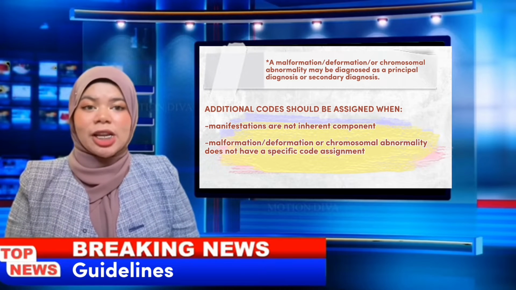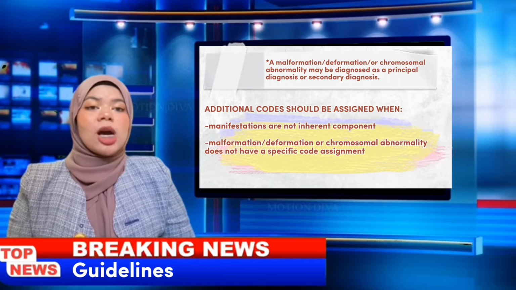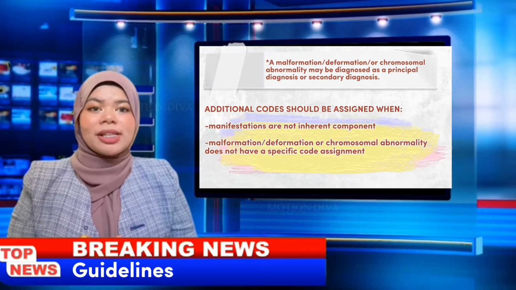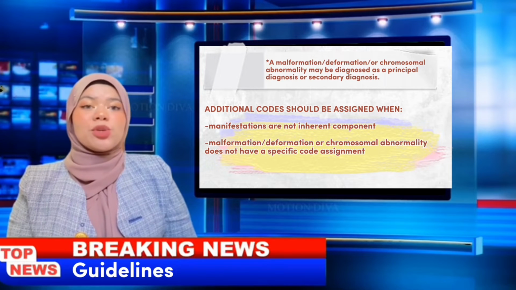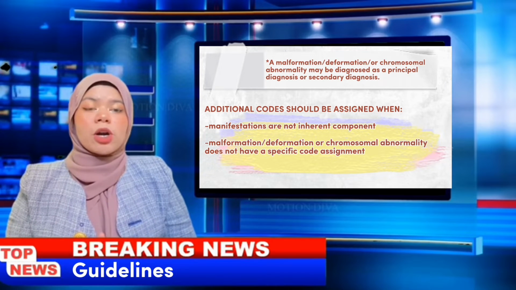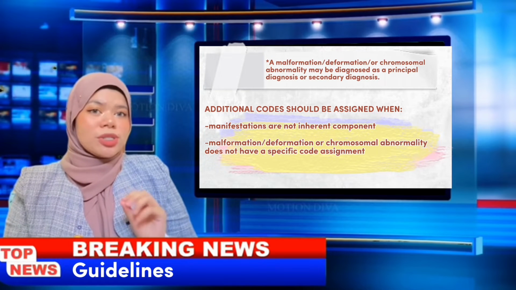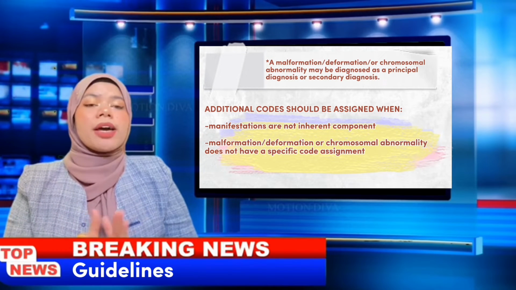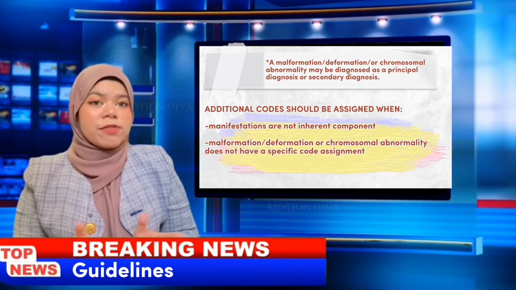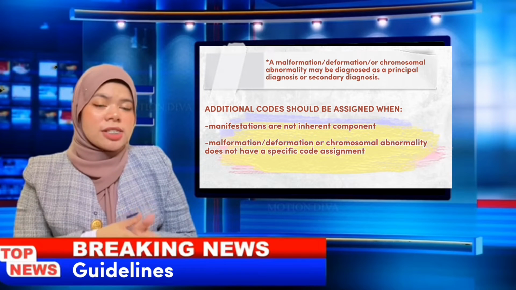In this presentation, me and Hazirah will present the guidelines from chapter 17, which is about congenital malformations, deformations, and chromosomal abnormalities. First of all, to begin with the basics of this chapter, when we do coding for chromosomal abnormalities, malformations, and deformations, we should use codes from the range Q00 until Q99. Next, it can be diagnosed on a patient record as principal diagnosis or secondary diagnosis.